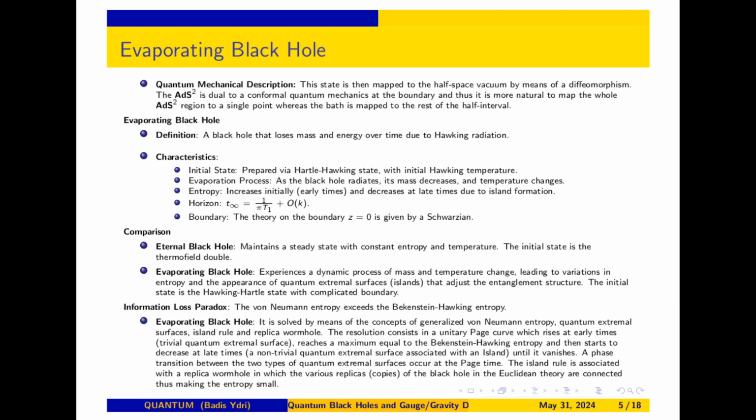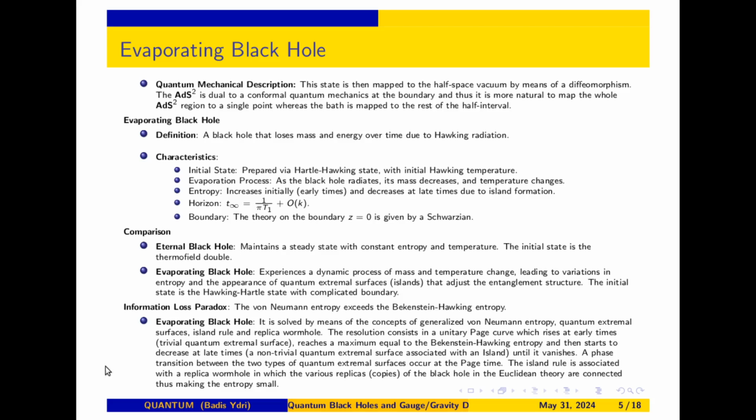In contrast, an evaporating black hole experiences a dynamic process of mass and temperature change, leading to variations in entropy and the appearance of quantum extremal surfaces, or islands, that adjust the entanglement structure. The initial state is the Hartle-Hawking state, which includes complicated boundary conditions reflecting the interactions with the surrounding environment. Understanding these differences helps in exploring the varied behaviors of black holes and their implications for quantum information theory.